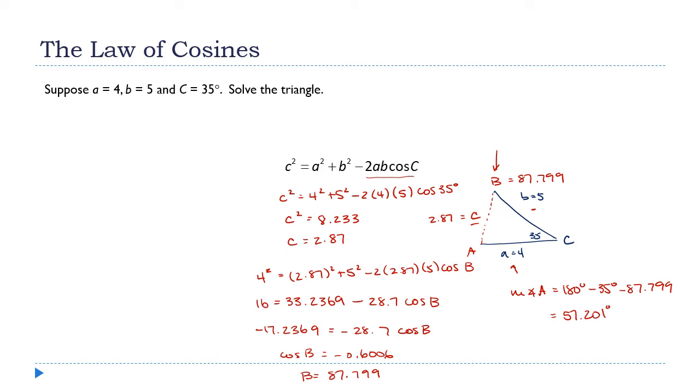Now I filled in all the pieces. I know A, B, and C here. So what did I find? To summarize, c is 2.87, the measure of angle A is 57.201 degrees, and the measure of angle B is 87.799 degrees.